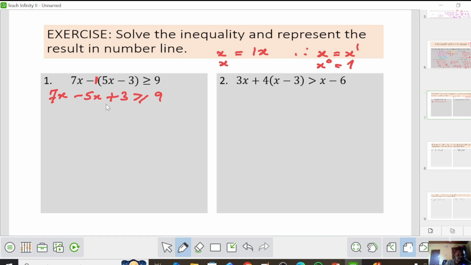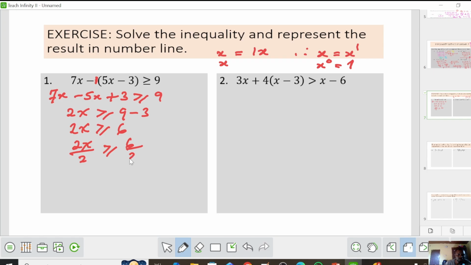side. The one that has no x, put it at the other side. So you can see that 7x minus this one has x, so I can put it together. This gives me 2x. So I can write it as greater than 9. This one goes to the other side, becomes plus 3. Then 2x is greater than or equal to 9 minus 3, I have 6.